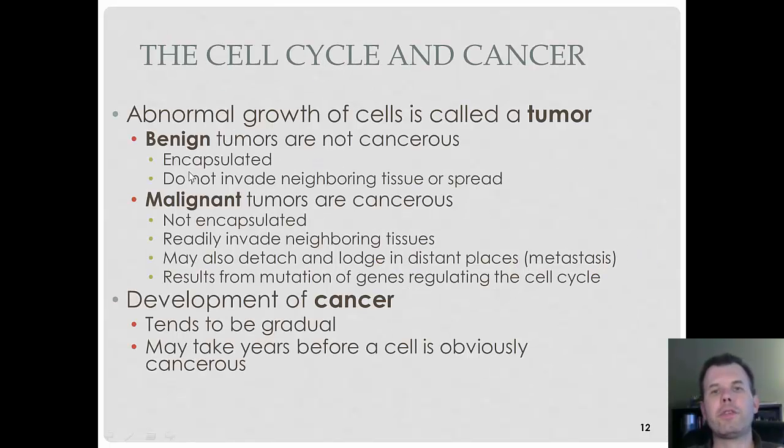Cancer is basically an abnormal growth of cells that just don't look right. We call these abnormal growths tumors. And you can have two types. You can have benign tumors that are not cancerous. These are basically encapsulated cells that grow abnormally and they grow bigger and bigger and bigger.